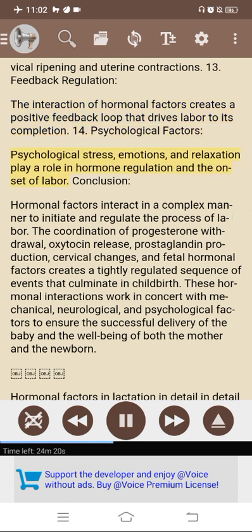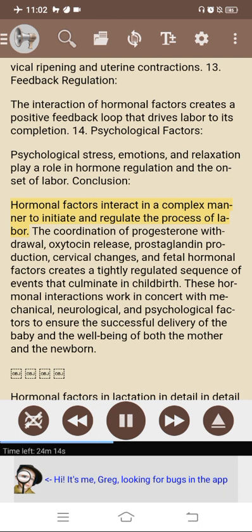14. Psychological factors. Psychological stress, emotions, and relaxation play a role in hormone regulation and the onset of labor. Conclusion. Hormonal factors interact in a complex manner to initiate and regulate the process of labor. The coordination of progesterone withdrawal, oxytocin release, prostaglandin production, cervical changes, and fetal hormonal factors creates a tightly regulated sequence of events that culminate in childbirth.